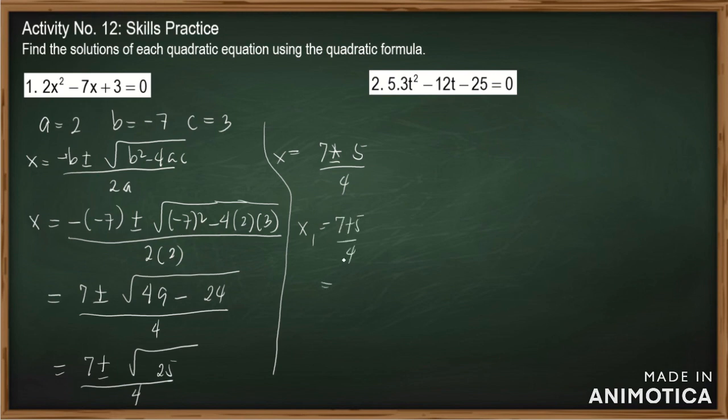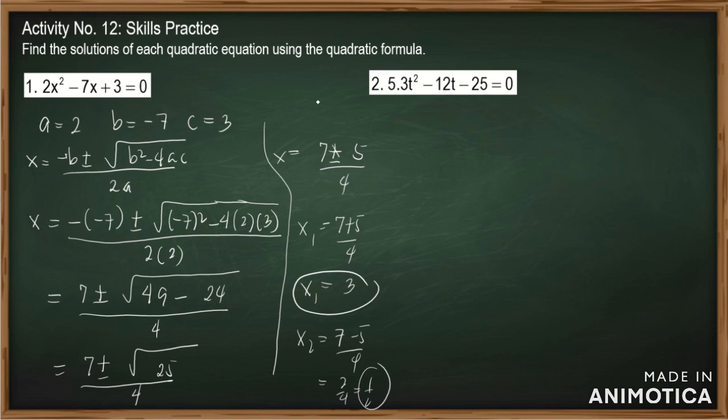So 7 plus 5 is equal to 12 divided by 4, which is equal to 3. And then our second value of x is 7 minus 5 over 4. So we have 7 minus 5 is equal to 2. 2 over 4 is equal to 1/2. So we have the two solutions, 3 and 1/2.